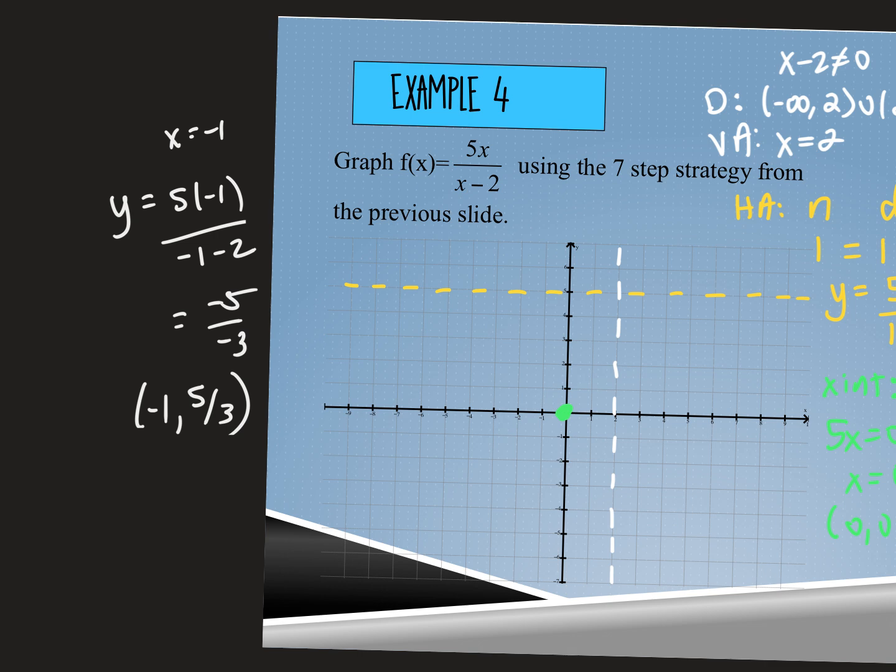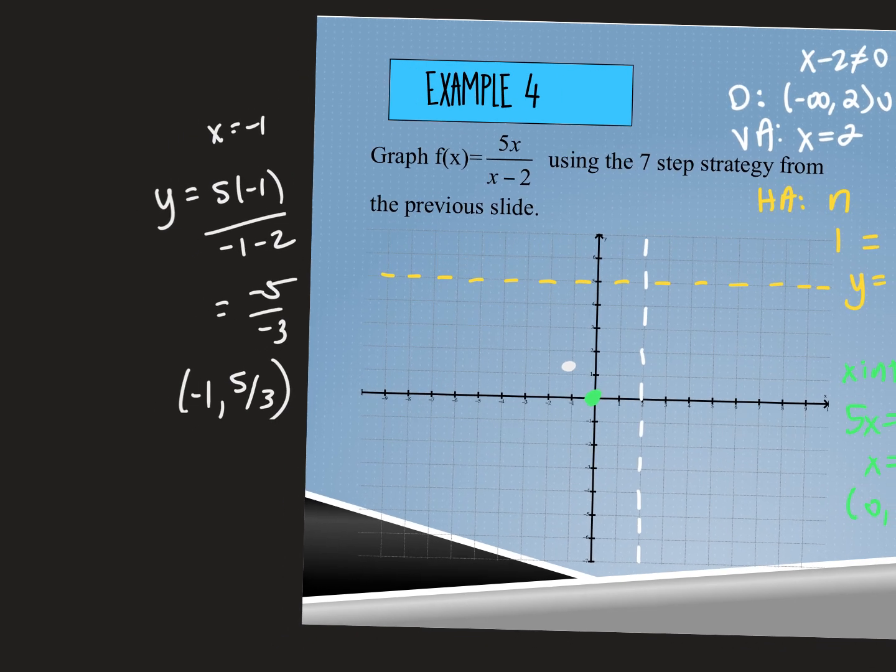So -1 and here-ish. Now what you've just shown me, guys, because when you go to graph these, your boomerangs are either going to be above or below the horizontal asymptote. So look at where the intercept is and look at where that point is. Is it below the yellow line or is it above the yellow line? It's below it. So then this is all you have to do to draw your boomerang.